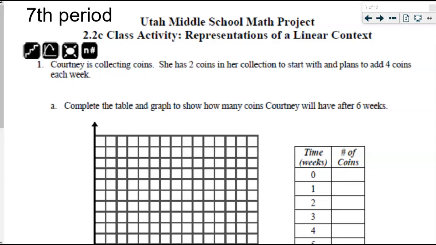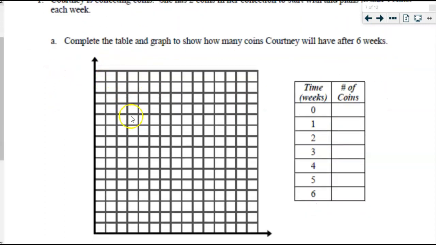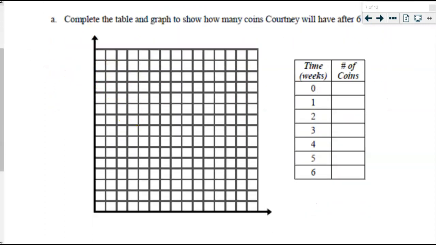To get started, we have a story. Courtney is collecting coins and she has 2 coins in her collection to start with. She plans to add 4 coins each week. So let's take that information and organize it in a table. What is going to go here? 0 weeks have passed. So how many coins does Courtney have?